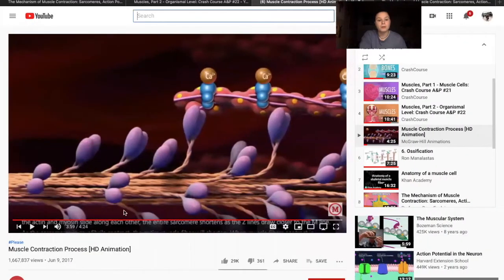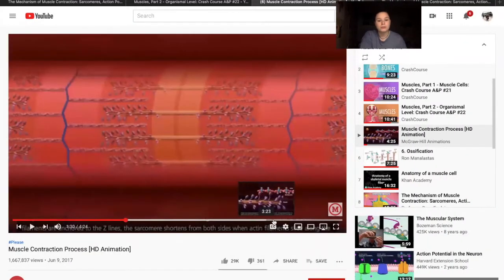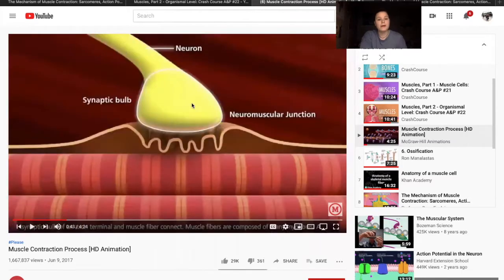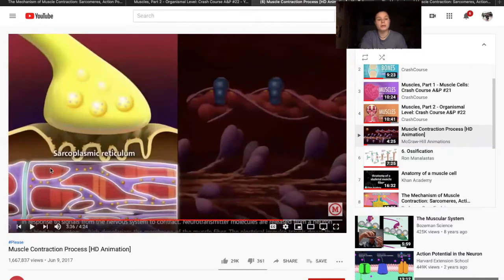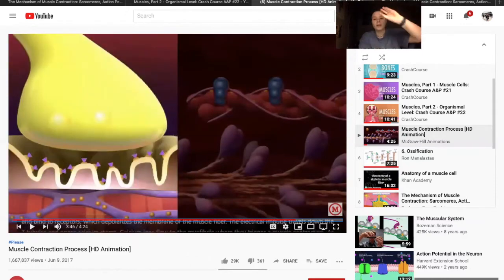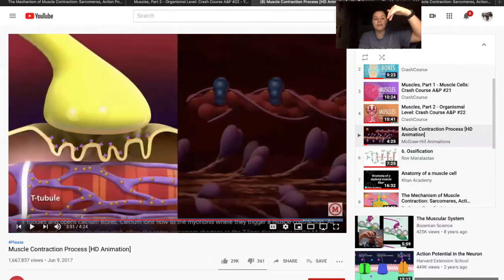Back here, this is the neuron, then the neuromuscular junction, and then these are the muscle fibers. If we look closer, we have the sarcoplasmic reticulum in here, the red piece where you can see the myosin and actin, and this blue piece, which is the T-tubule. The T-tubule allows the signal to come down the neuron and go through the T-tubule as an electrical impulse.